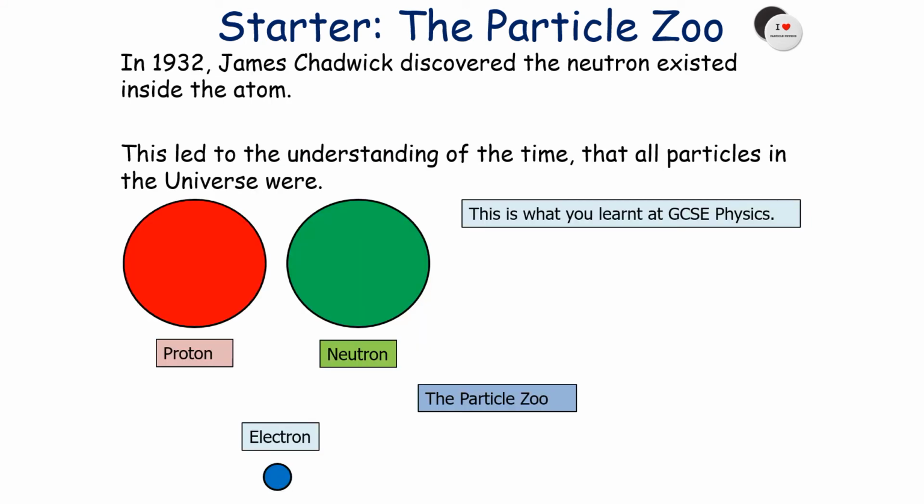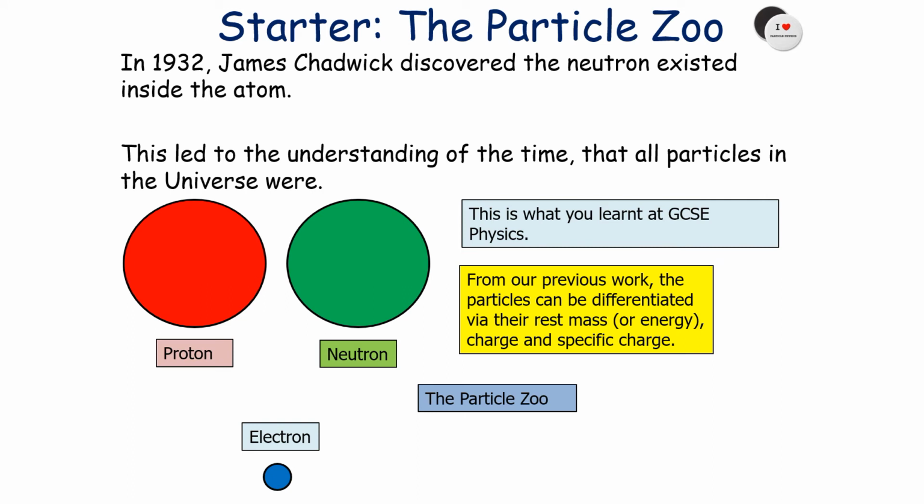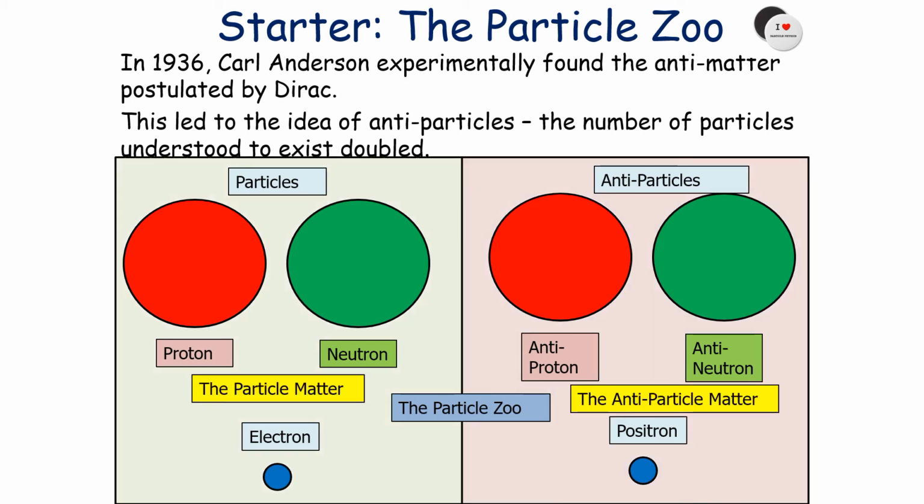However, in 1932, James Chadwick discovered the neutron, and that completed our particle zoo from GCSE physics. Now, from our previous work, we realised that particles can be differentiated via their rest mass, charge, and specific charge. But in 1936, Carl Anderson experimentally found the antimatter postulated by Paul Dirac. This led to the idea of antiparticles, and the number of particles in our particle zoo seemed to double.